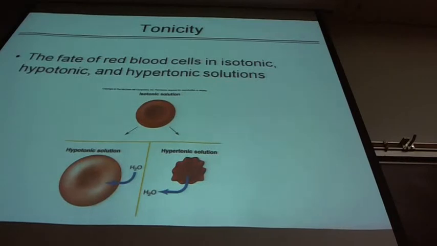Here's a normal cell. In a hypotonic solution, the water is going to go in until the cell lyses. In a hypertonic solution, the concentration of solute is greater outside the cell, so the cell is going to draw water out of the cell to try to dilute it and make it equal. And the cell will crenate or shrivel up.